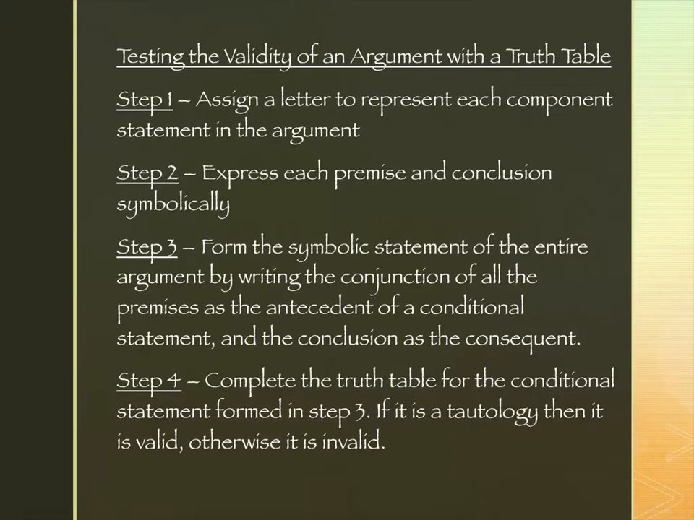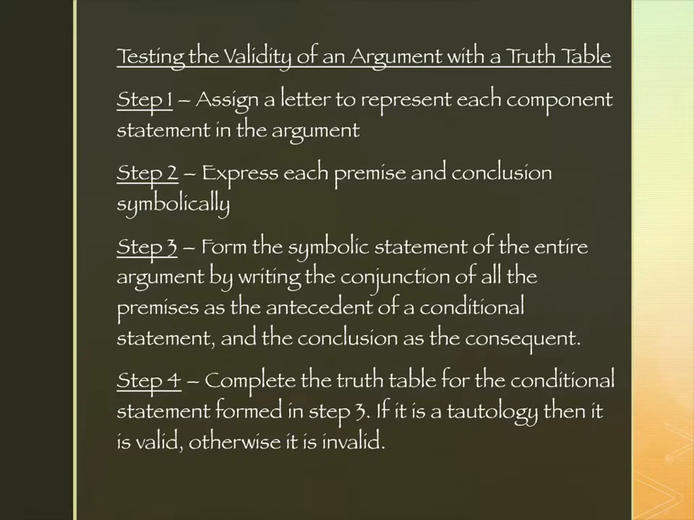Okay? So we assign letters to represent each component of the statement in the argument. That's the first step. The second step is to express each premise and conclusion symbolically. So that means to create all of the if-then statements or the and statements or the or statements in symbol form. Step 3 is to form the symbolic statement of the entire argument by writing the conjunction, right, the and statement of all the premises, as the antecedent of a conditional statement, and the conclusion as the consequent.